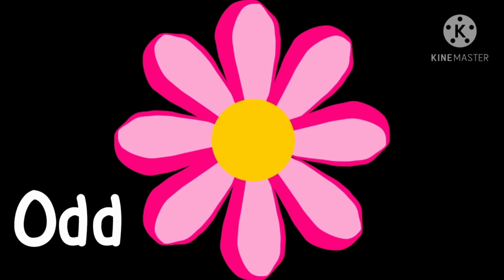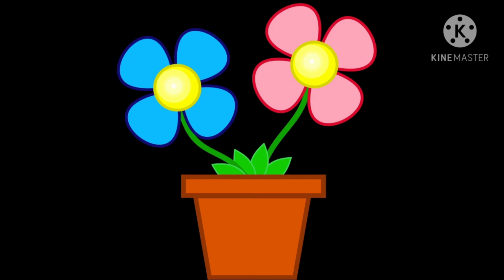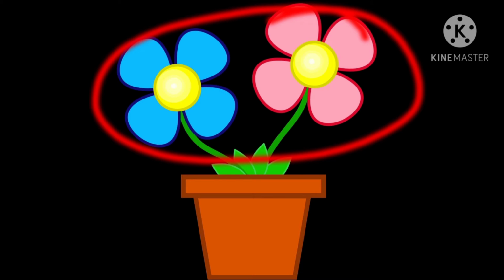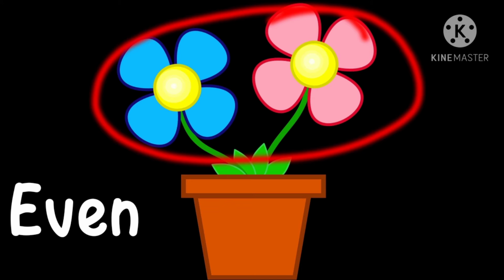How many flowers are there? Yes, there is only one flower. And we cannot make the group. It cannot be made into pair. So, this is odd number. How many flowers are there? There are two flowers. We can group into two. So, which type of number is this? This is even number. Because we can group into two. There are two flowers and 2 is even number.